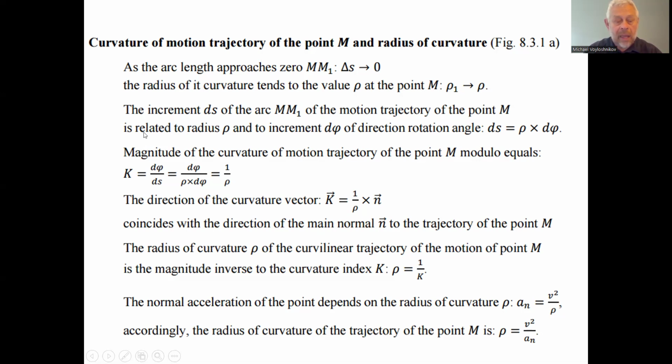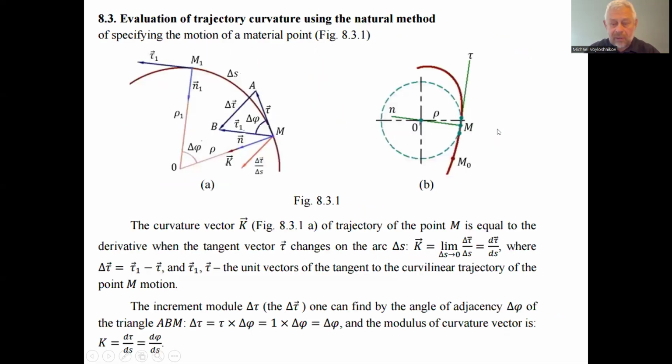What is rho? The increment of the way of the motion along the arc of the trajectory of the motion trajectory point is related to the radius and to the increment d phi of the direction rotation angle. So if we consider a definite radius, then delta s will be equal to the product of the radius by the angle d phi.